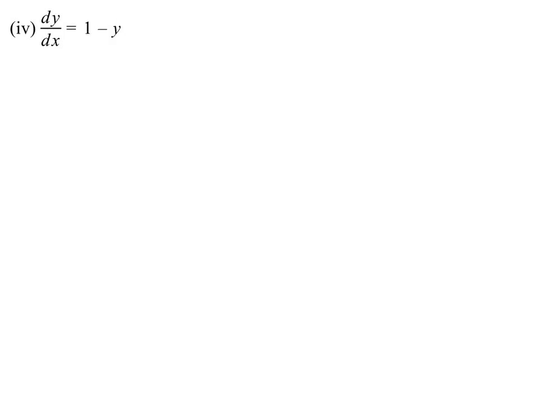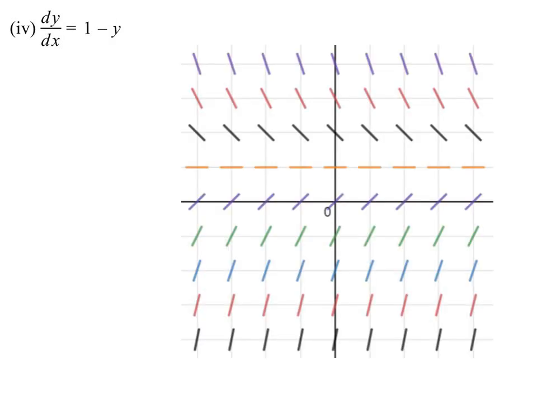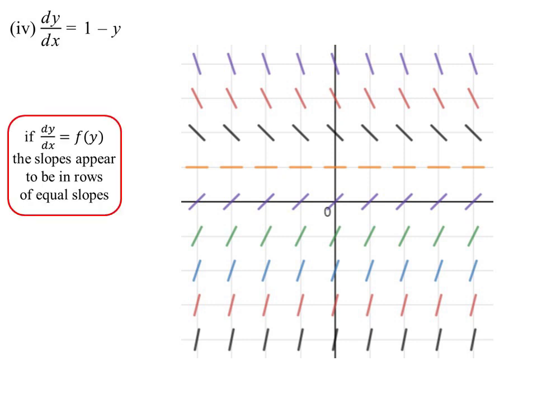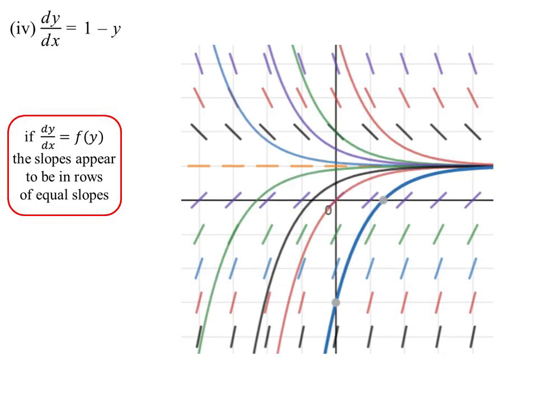dy/dx equals 1 minus y. This time, the derivative is just a function of y. Now we'll see rows of the same thing. Because we're not substituting any x value in this time, we're only substituting in y values. So it doesn't matter what the x value is, the picture will be the same. So if I see a pattern like that, I know, oh, the derivative is some function of y. There's what that one would look like, the family of curves.